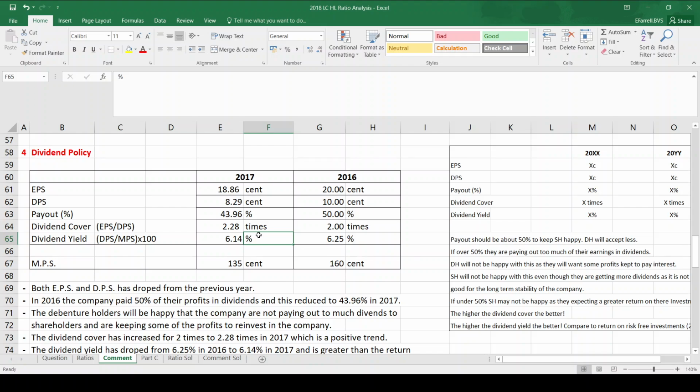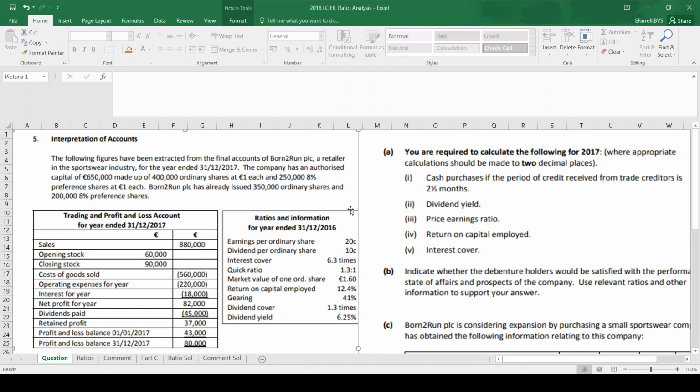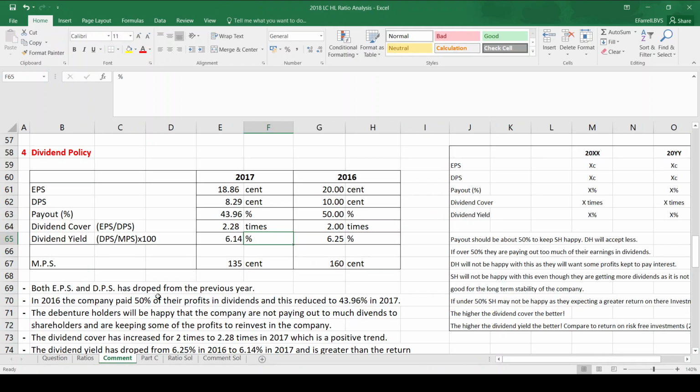Now, dividend policy is probably slightly more important for shareholders. They'd be more concerned about dividends, but it's also important for the debenture holders or banks, because they want to make sure that the company is not paying out too much in dividends to shareholders and is keeping some of the money to reinvest in the company. Because if you look at this company, they have a net profit of 82,000. There are two things they can do with that. They can pay out some of the money to shareholders. This company has paid out 45,000 in dividends, and they're keeping the remaining 37,000. So that's what we're looking at here.